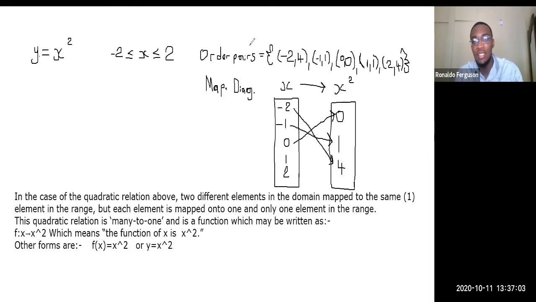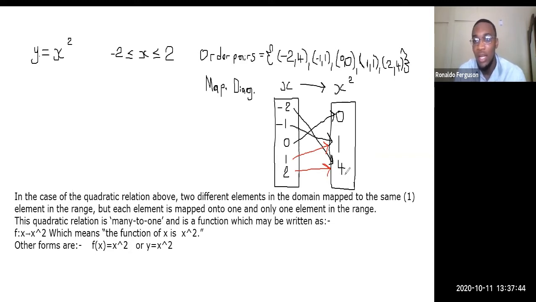Now I'm going to change the color right here just to show you this. Now 1 is also mapped to 1 and 2 is also mapped to 4. Now look at this now. Negative 2 and positive 2, both of them map to 4. And so we have 2 elements in the domain mapped to 1 element in the range. So that is many in the domain, mapped to just 1. So that's many to 1. All right? Many to 1. And so this is why it is many to 1.